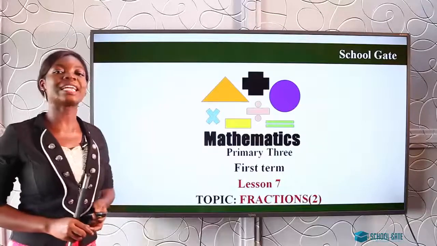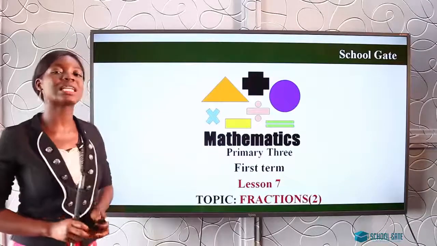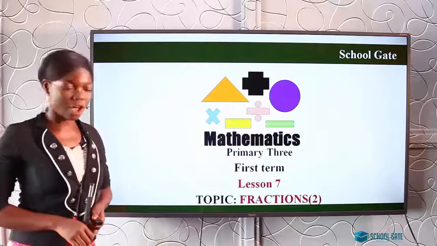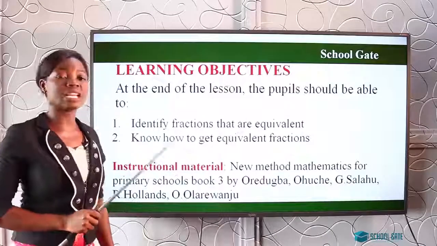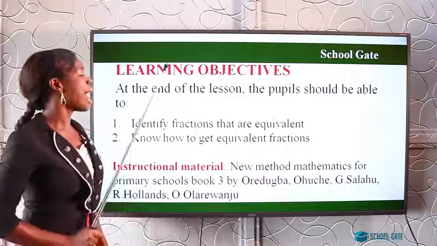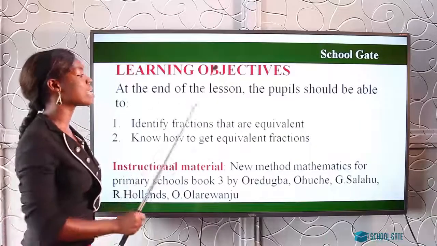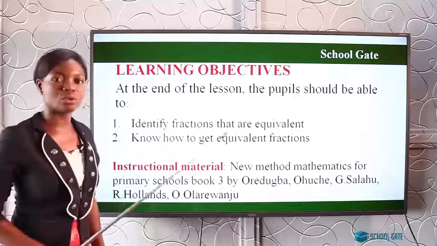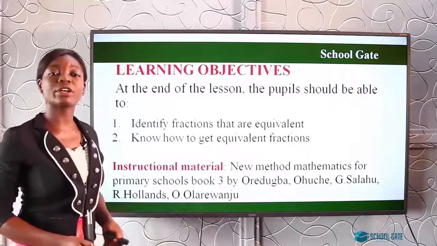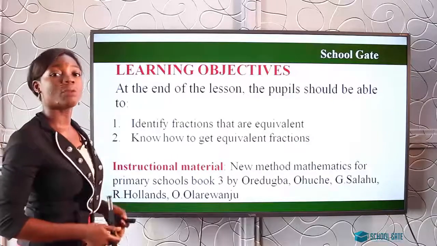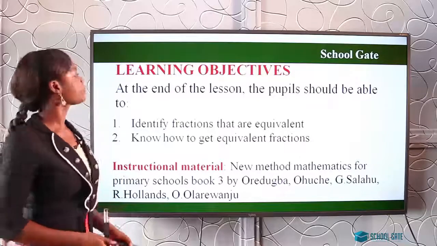denominators. So today in our lesson on fractions, we'll be looking at equivalent fraction, lesson 7. Our learning objectives: at the end of the lesson, you should be able to identify fractions that are equivalent, and know how to get equivalent fractions. And instructional material will still be making use of New Method Mathematics for Primary Schools Book 3.